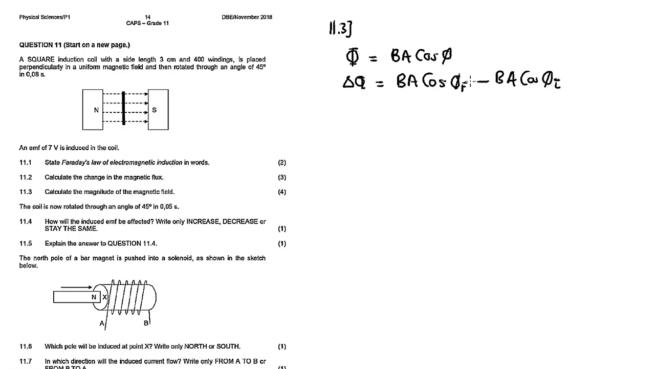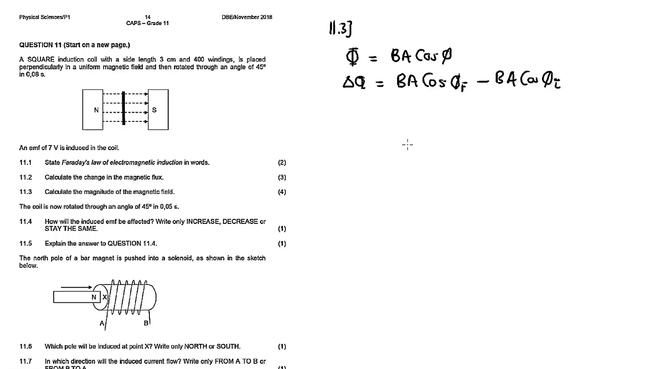So in our case, the final angle was about 45 degrees, because initially the coil was placed perpendicularly in a uniform magnetic field, and then rotated through an angle of 45 degrees. So the final angle is about 45 degrees. Initially, the angle was what? It was 0 degrees.